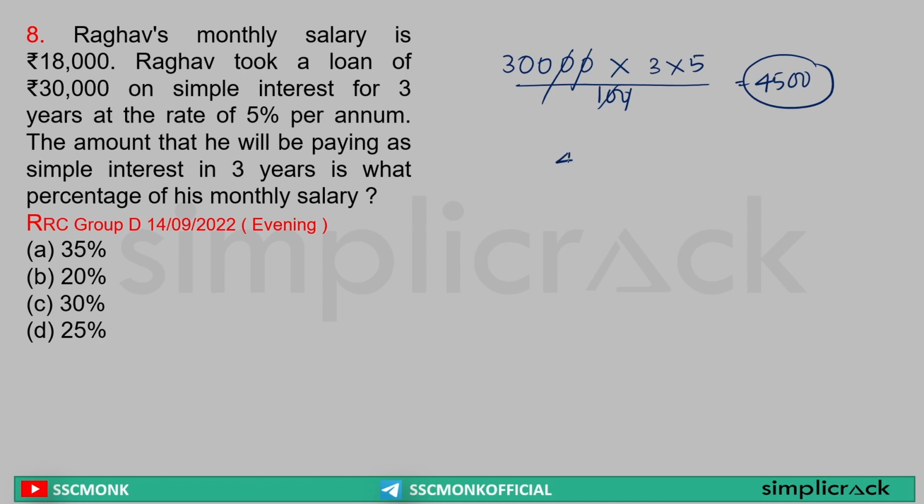Sir, the interest he will be paying is what? 4,500. It is how many percentage of his salary? Sir, salary is equal to 18,000. Multiply by 100. 00 00 crossed out. 3 6s are 18. 3 15s are 45. 0 here. Sir, again 6 2s are 12. 30, 6 5s are 30. That means how much percentage? Sir, this is 25%. Option D is the right answer.